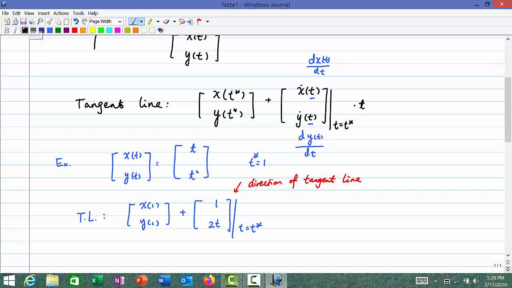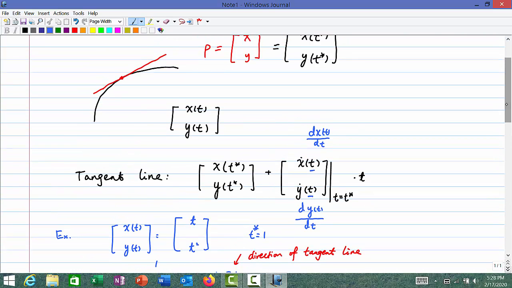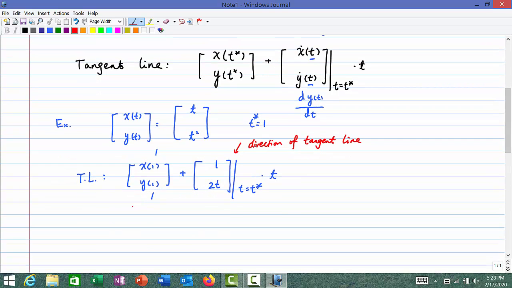Now we have to multiply by t, because if you don't have t, it would just give you a point, because x(1) is just 1, and y(1) is also 1. By calculating x(t) by letting t be 1, and t squared by letting t be 1, you get 1 and 1. So essentially the first one tries to calculate the point. This is the point that I calculate.